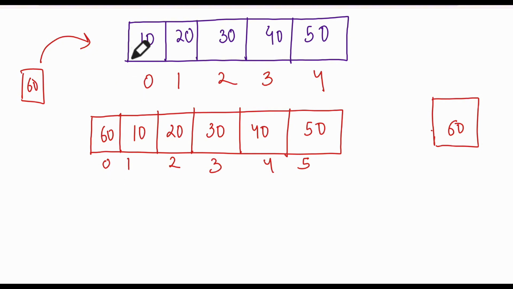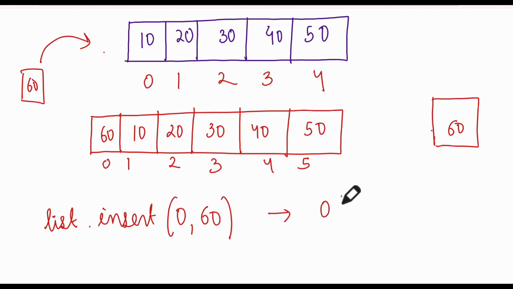So have you observed anything? For example, the index for 10 was 0, now it has become 1. For 20 it was 1, it has become 2. So the index for each element shifts by 1 when I am adding any element here. So technically, each element is being accessed and its index value is being changed. So when I am adding any element to the start of the list, I have to access all the other elements in the list. To add this, we do list.insert at index 0, because I'm adding at the 0 index, and I have to add the element 60. This operation is O(n) time complexity.